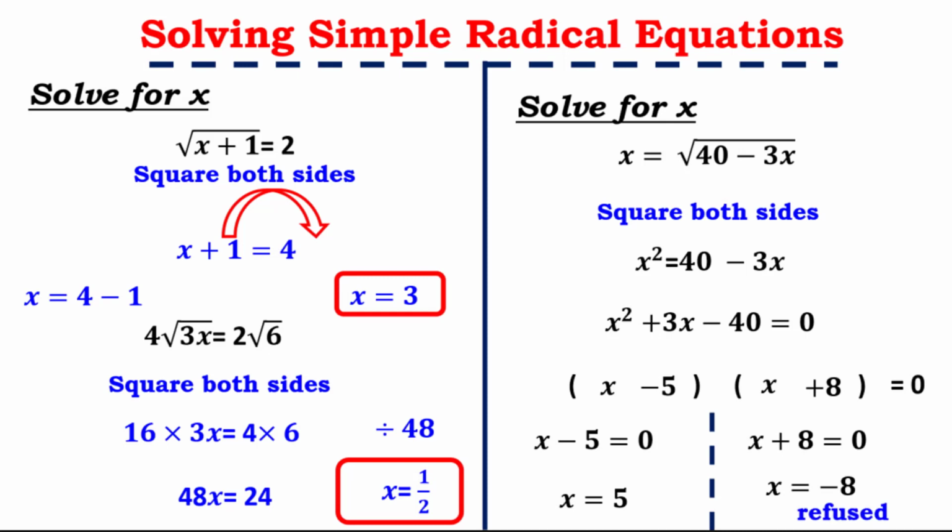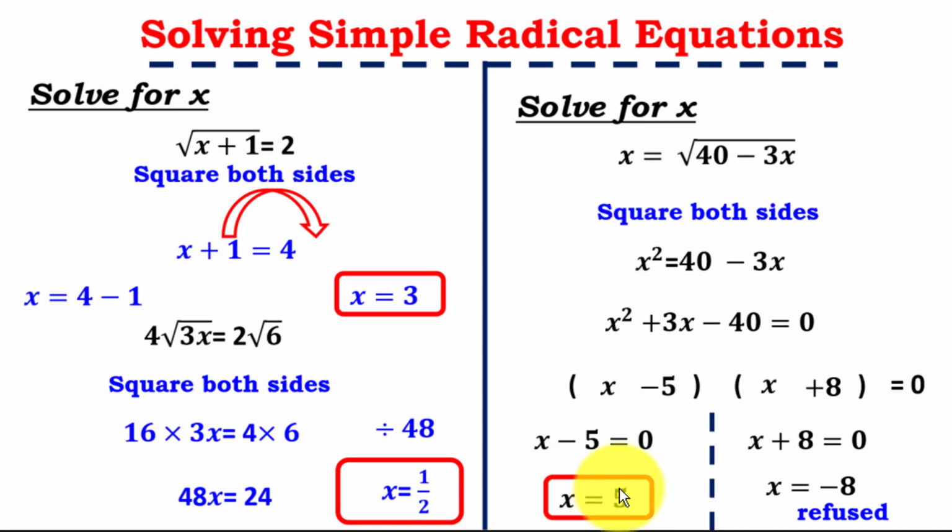But x equals negative 8 is a refused value. Why? Because if we put x equals negative 8, it will be 40 minus 3 times negative 8, which is 40 plus 24, and the square root of 40 plus 24 doesn't equal negative 8, because it's a square root, it's radical, it must be a positive value.